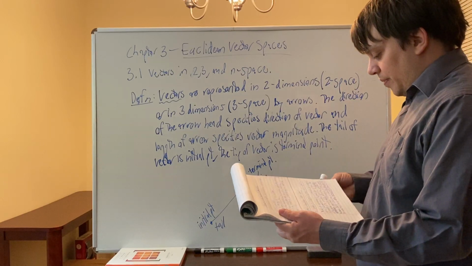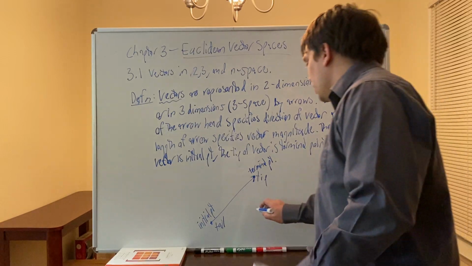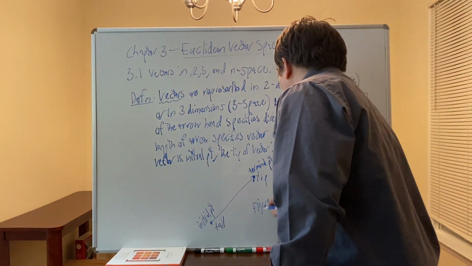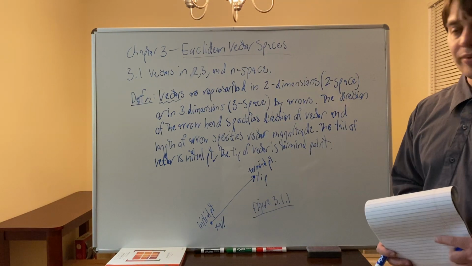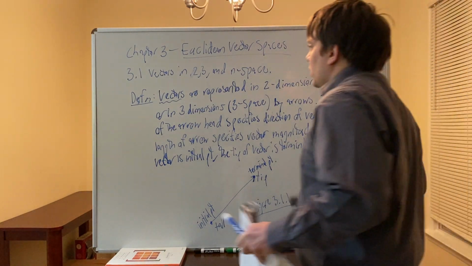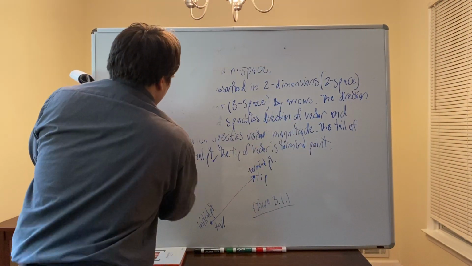In the book, this is figure 3.1.1, so you can look there for that. Let's keep going. So that's our definition of a vector.